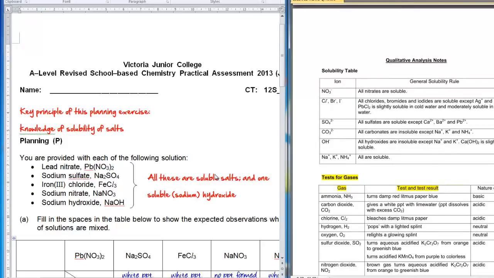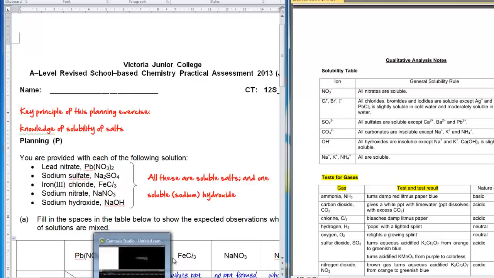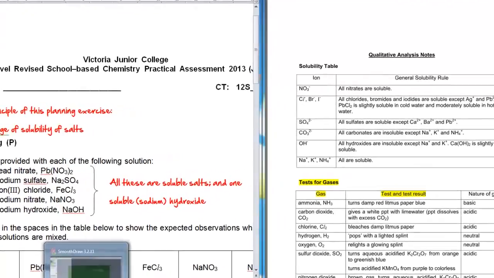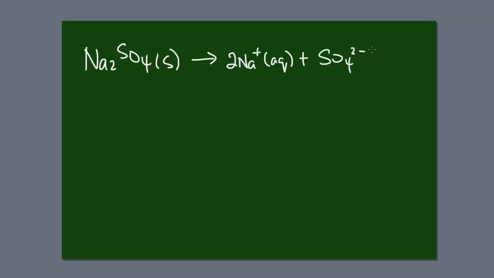Let me also go through the very basics of writing the solubility equation for a salt. Let us take sodium sulfate as an example. We have Na2SO4 solid. Because this is a soluble salt, it's going to dissociate completely to give 2Na+ (aq) plus SO4 2- (aq). Simple equations, but they will come in really useful later in our next part of the explanation.